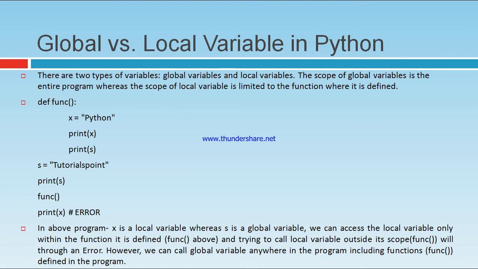We can access the local variable only within the function where it is defined, and trying to call a local variable outside its scope will generate an error. However, we can call global variables anywhere in the program, including functions defined in the program. S is a global variable. We can print this variable s value from outside as well as inside the function. Right? So that is the concept of global versus local variables.